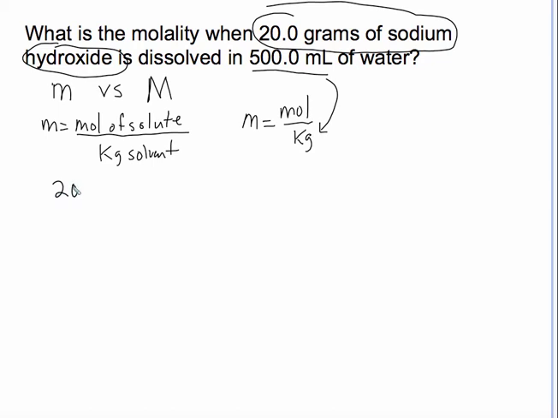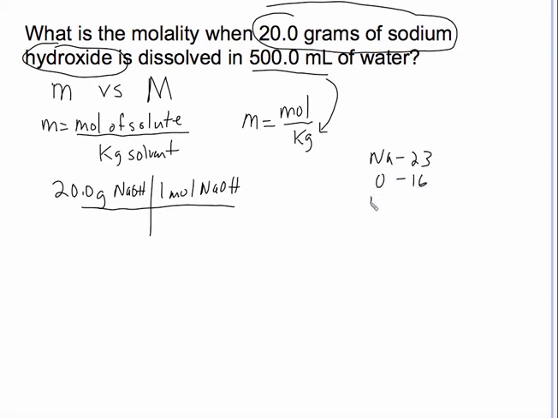So I'm going to start off with 20 grams of sodium hydroxide. I'm going to change that to moles using the molar mass. So I'm going to write 1 mole of NaOH. I look up the molar mass. Sodium is 23 if you look it up on the periodic table. Oxygen is roughly 16, and hydrogen is 1. If you add all those together, that equals 40. So if I take 20 divided by 40, that's going to equal 0.500 moles of sodium hydroxide.